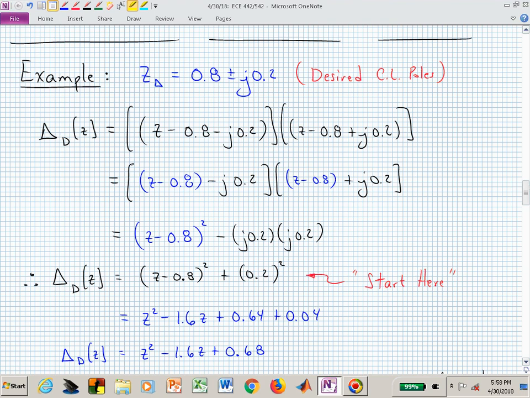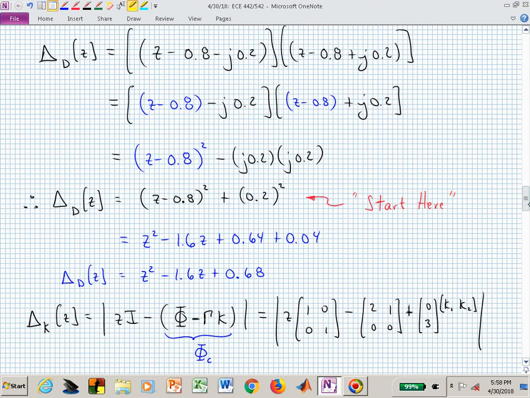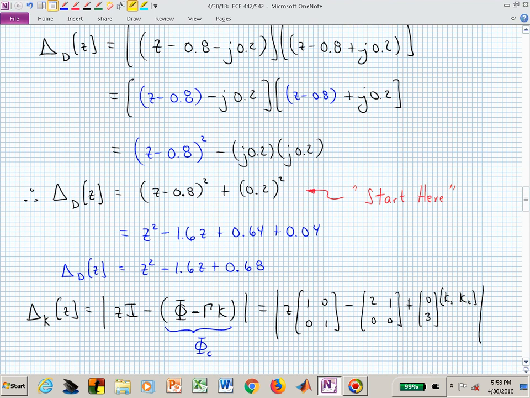That's based on circles, hearts, and angles. Really, this delta sub d is where we want our poles to be. Now we have to compare that with where these k's enter into the polynomial coefficients in our zI minus the full state feedback system matrix phi sub c. And here I'm just trying to explicitly show or illustrate where all of those pieces arise or where they come from.